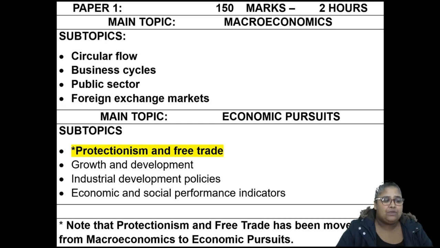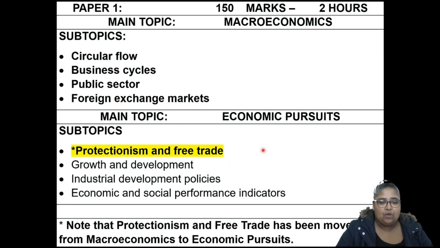So for paper one, these are the main topics that we'll be focusing on. What we have covered before in term one is the macroeconomic section. And these are also the four topics that we will be covering during today's session and Thursday session. So the topics, subtopics included are circular flow, business cycles, public sector, foreign exchange markets.